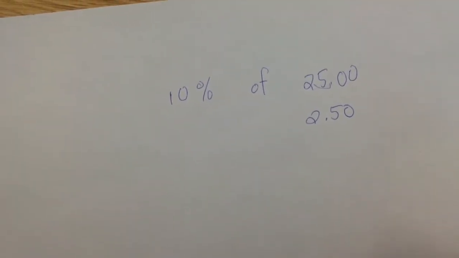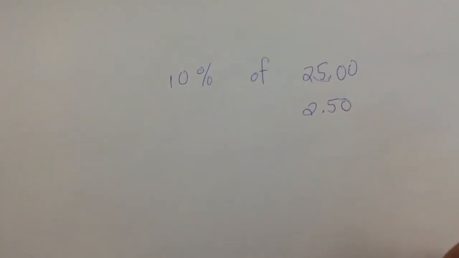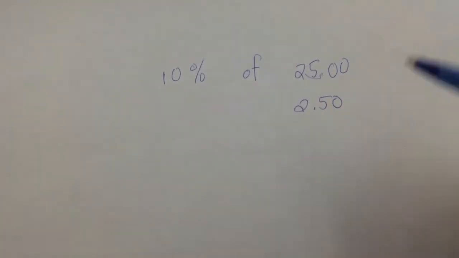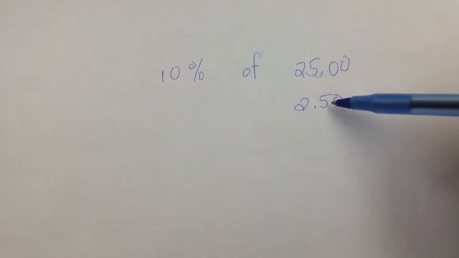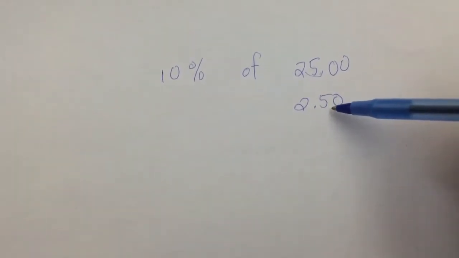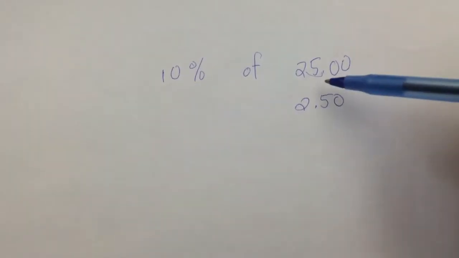5% would be half of that. So if you're finding 15%, you would find 5%, so half of 2.50, and you would add it to 10%, okay? We talked about that today.